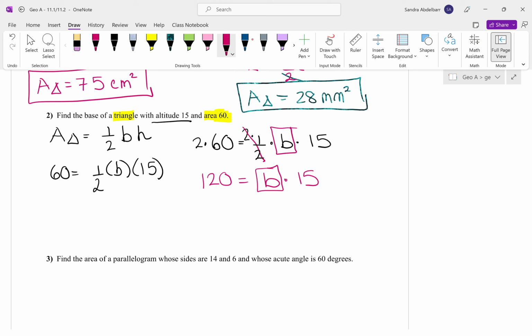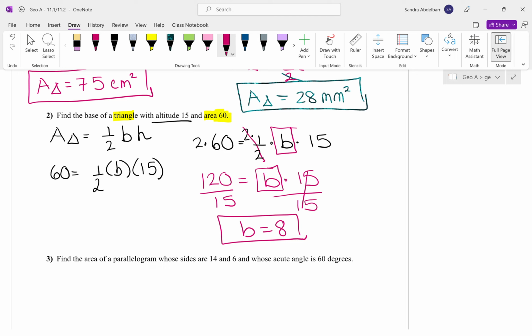How do I get rid of that 15? Divide by 15. You got it. Did anybody divide this? What'd we get? 8. Thanks. So we are 8 units long for the base.